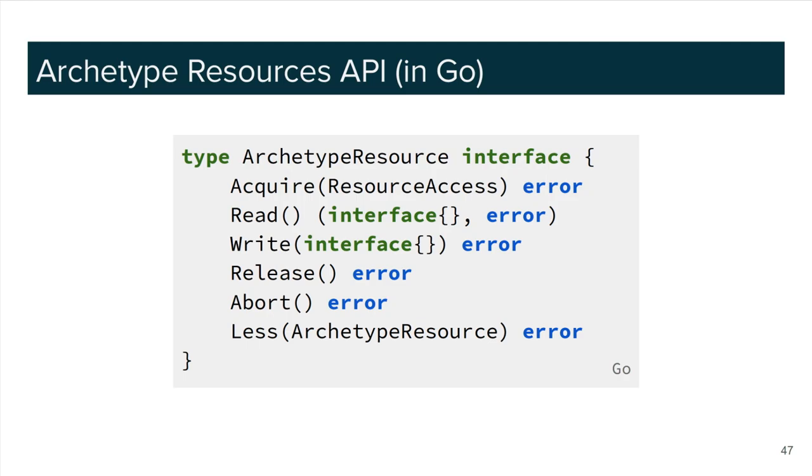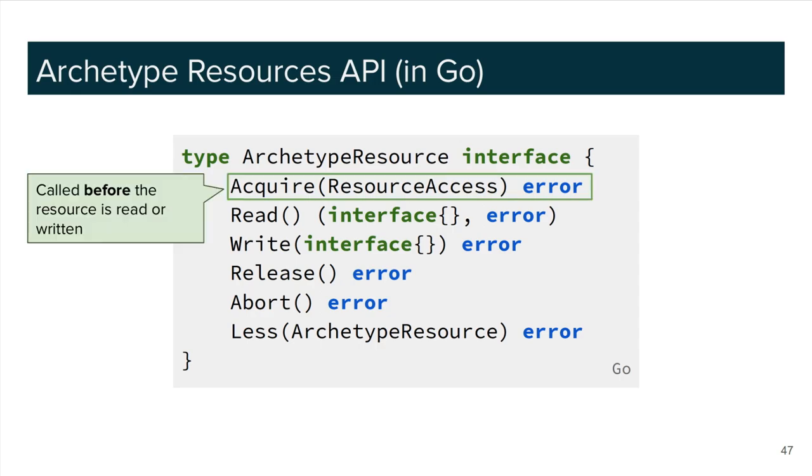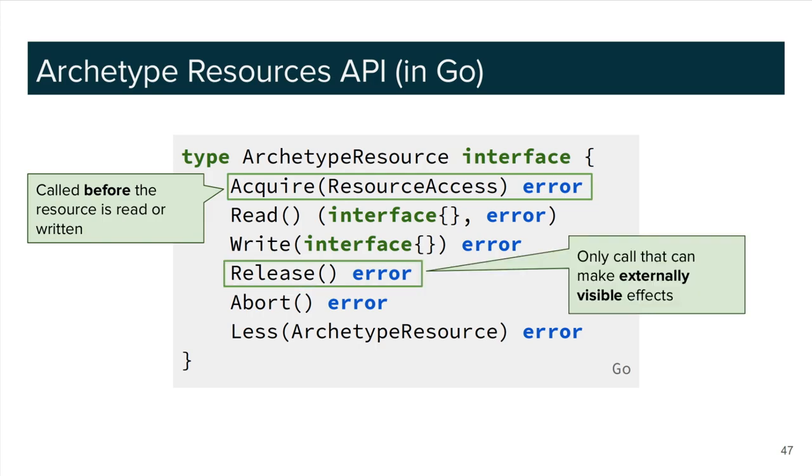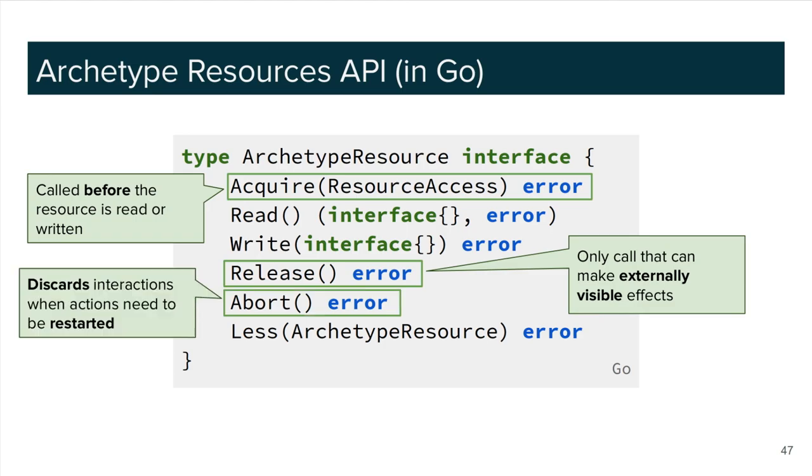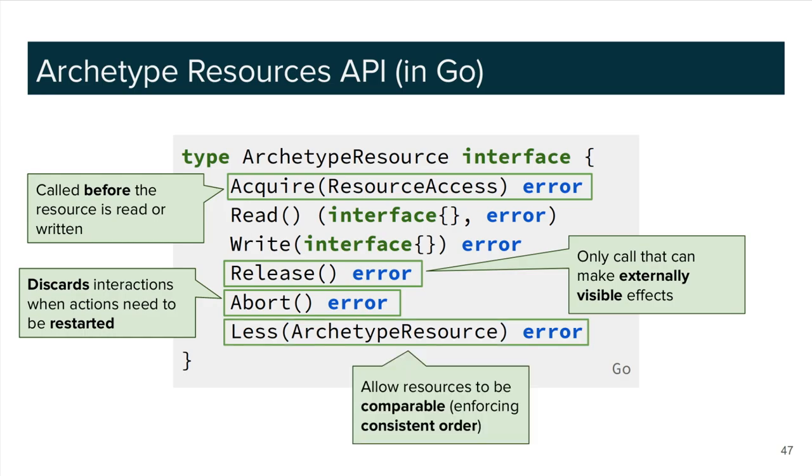If you want to write one of these resources, here is your interface. That gets called when you're setting up. That's how you tear down the transaction at the end. That's how you abort to discard whatever it was you're doing. And that's how you sort them, for when you're doing the sorting step at the beginning.